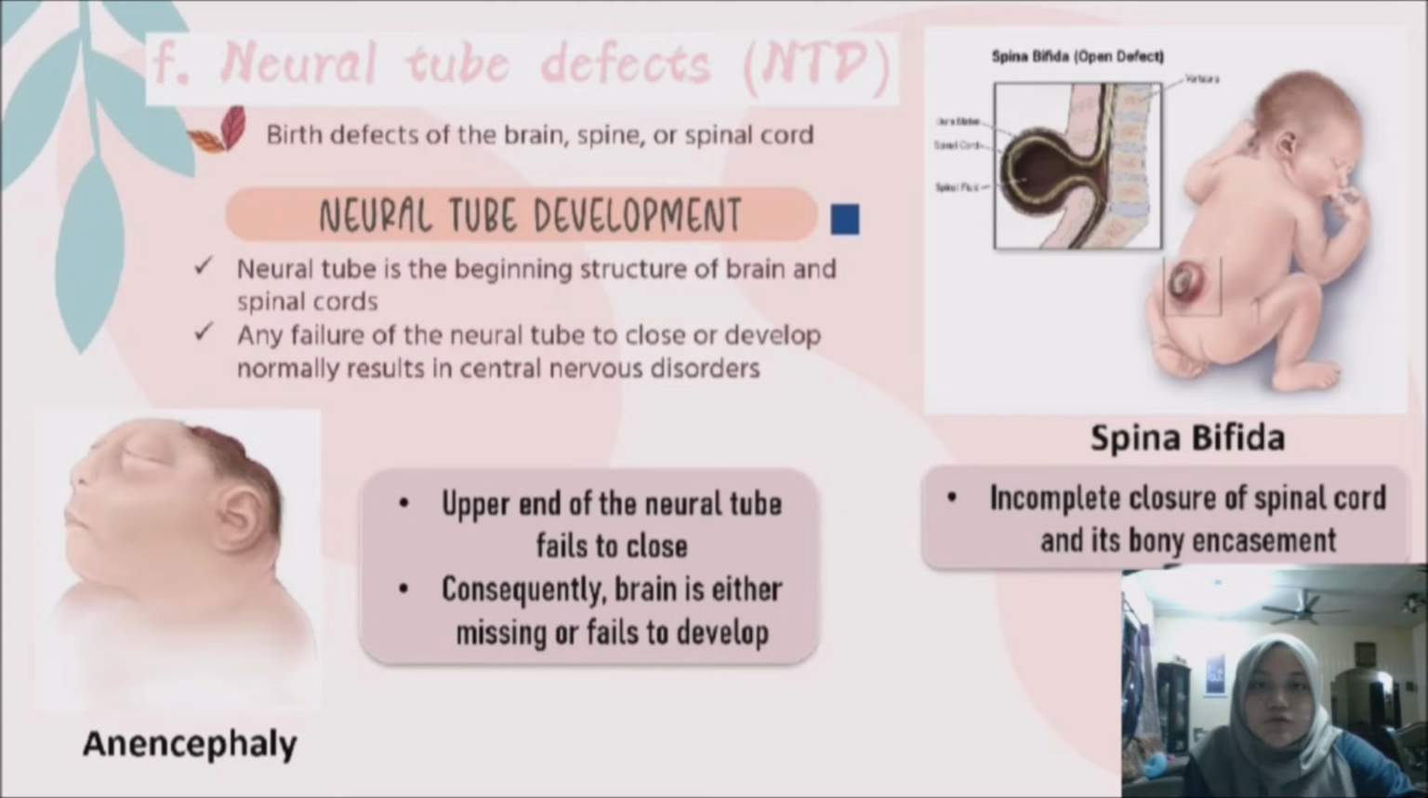Anencephaly is when the upper end of the neural tube fails to close. Consequently, the brain is either missing or fails to develop. Spina bifida is incomplete closure of the spinal cord and its bony encasement.